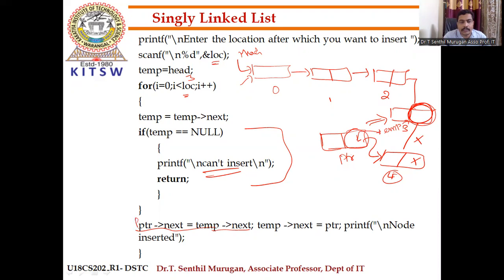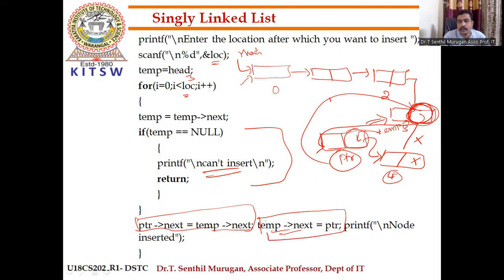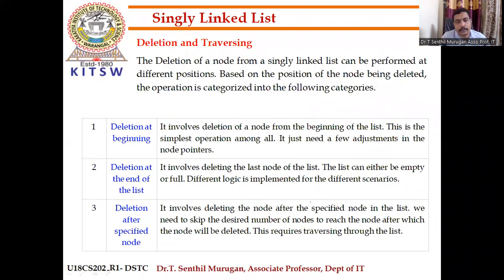This is the first statement. These statements are changing the pointers. Then temp next equal to PTR. Here we assign this address value to this portion, so after assigning, a link will be created to this node. This statement is used for creating the link to this node. Finally, the node is inserted, because this address is changed here and then stored in the previous node. Insert operation is over.